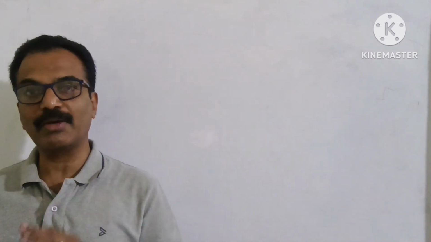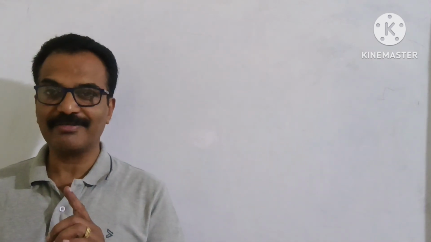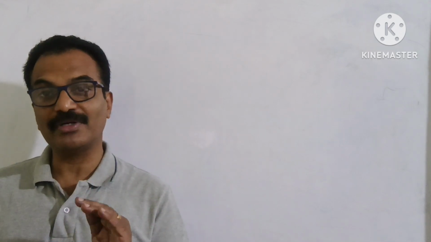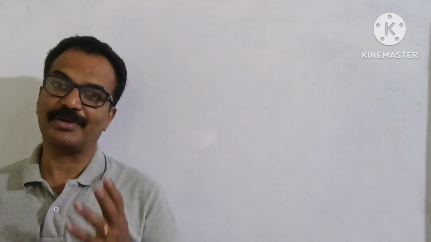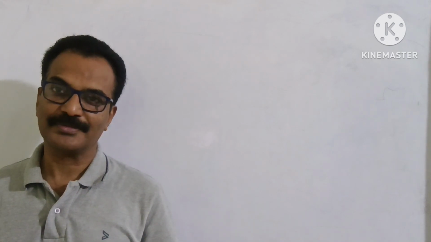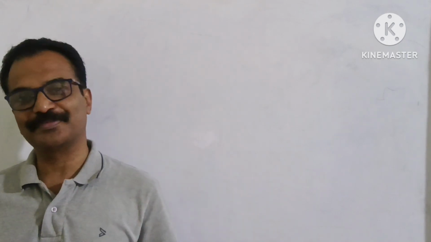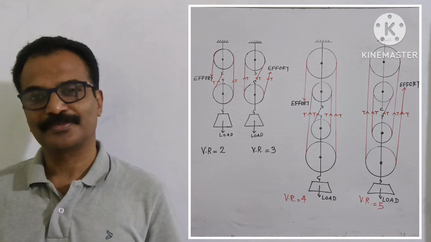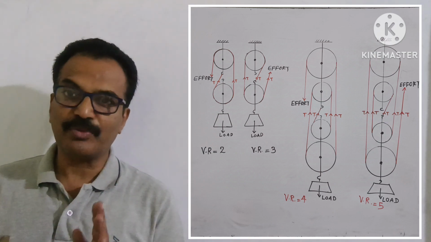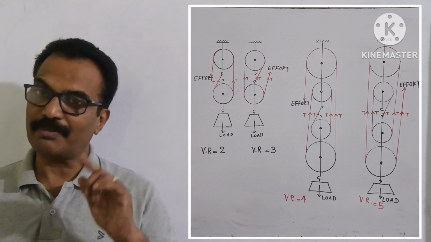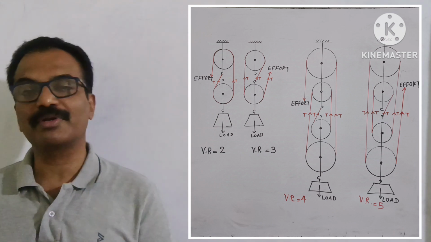What is the advantage of using the same number of pulleys in the upper block and lower block? One thing is that you can apply effort either in the downward direction or in the upward direction as per the requirement. See the diagrams. So if there is an even number of pulleys, the number of pulleys in the upper block and the lower block will be the same.